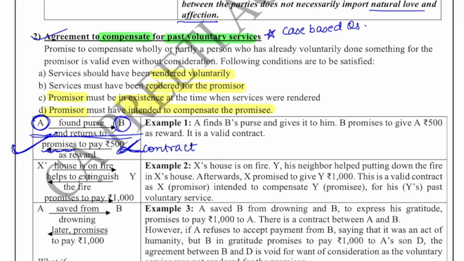So here B is showing intention. He wants to compensate. It is not that he's saying thank you and leaving. He wants to reward him. Then it is valid even if there is consideration for just A.